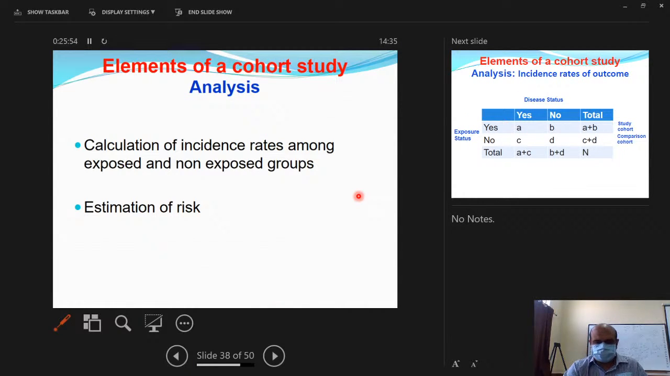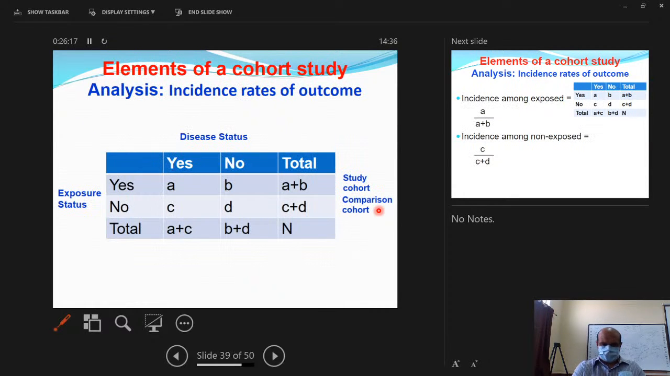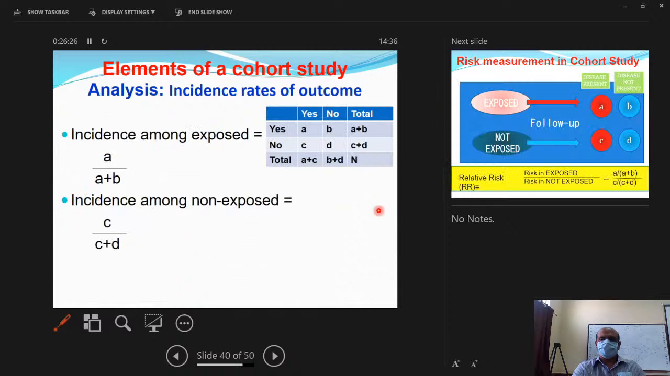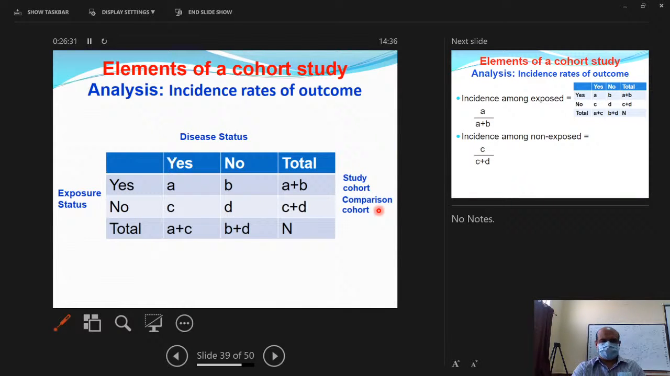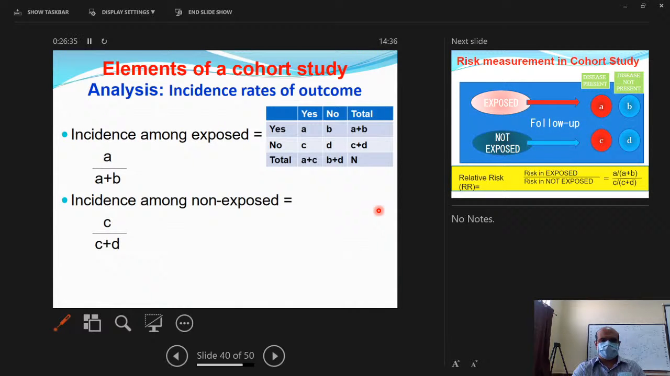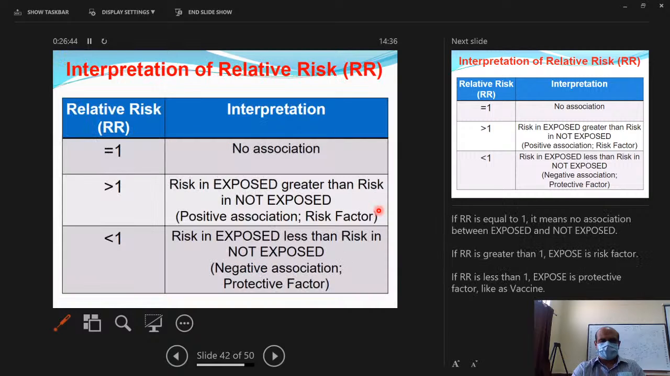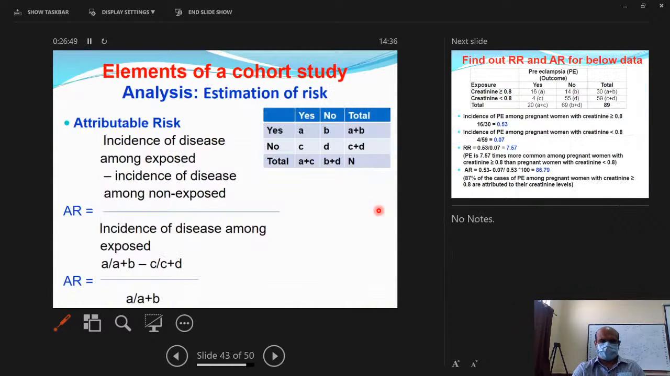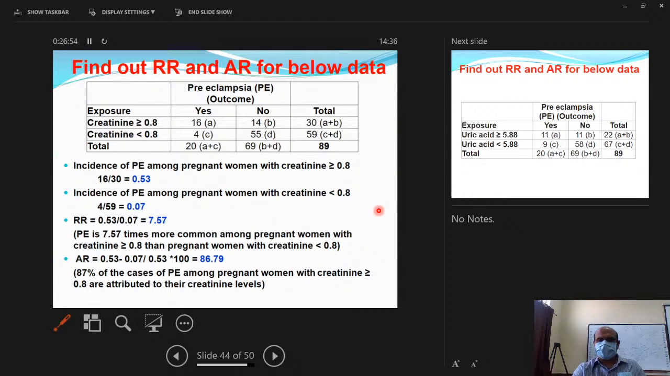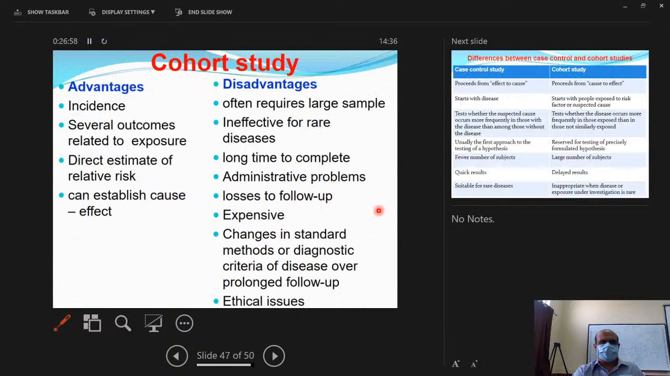Analysis of the cohort study is the calculation of incidence rates among exposed and non-exposed groups and estimating the risk ratio. Now I'm not discussing this. You guys know incidence, how to calculate incidence rates. We'll discuss it separately. Now, risk measurement of cohort study. This is the analysis part, the biostatistical part. We will discuss it in biostatistics and we will revise biostatistics. So these are the examples of that.